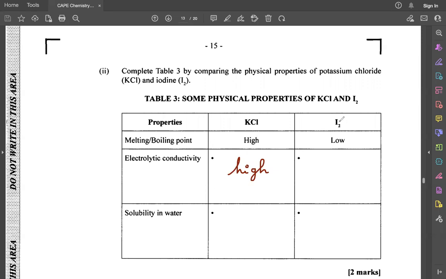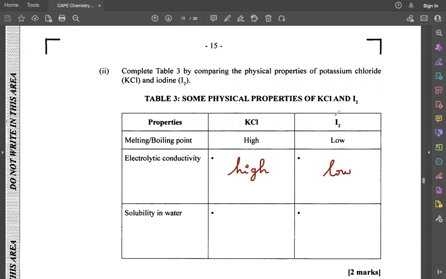And as it relates to iodine now, this iodine molecule has a low melting point because those kinds of simple molecular compounds have comparatively weaker bonds when compared to ionic compounds. So it makes sense that this would be low. And then as it relates to electrolytic conductivity, we have a solid state iodine molecule, and there are no free ions, no charge carriers in it, right? So the conductivity would be low, if at all existent, in iodine.